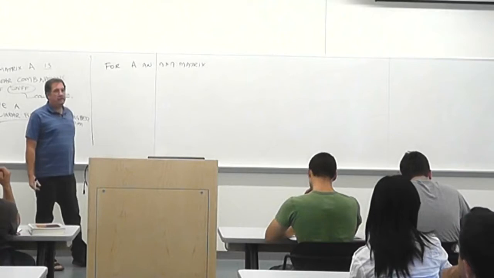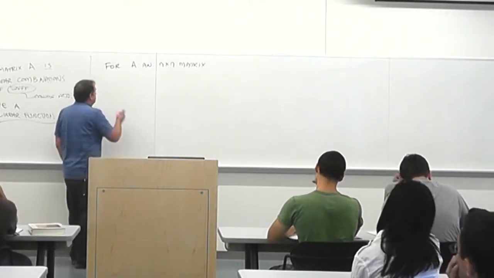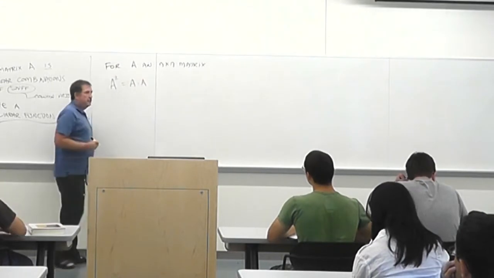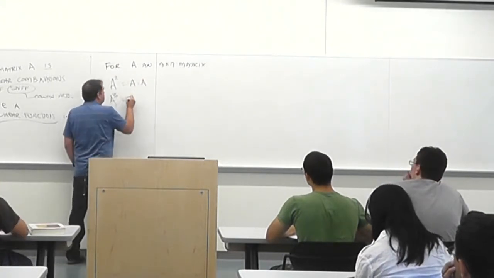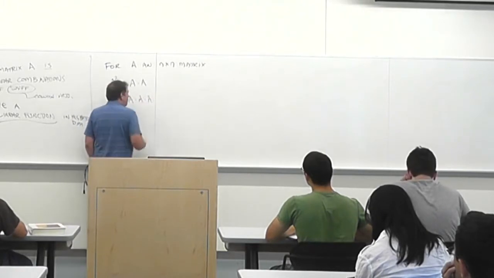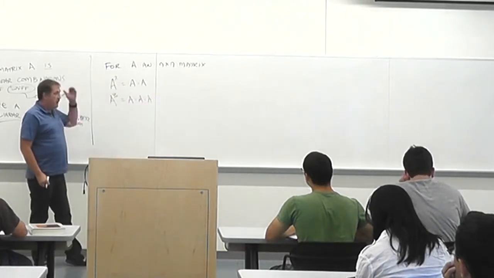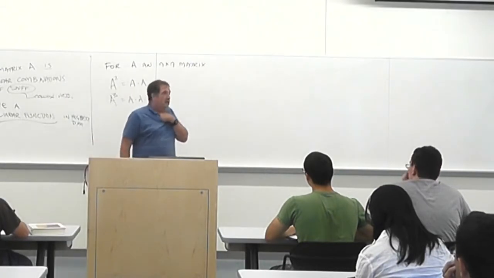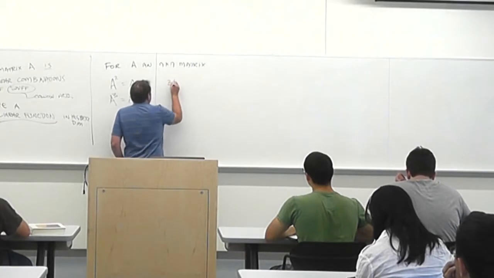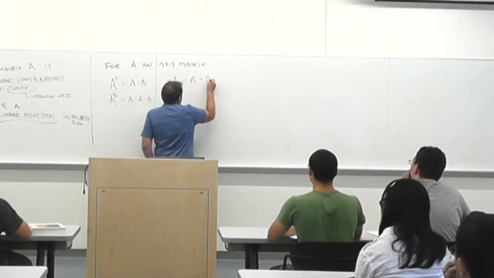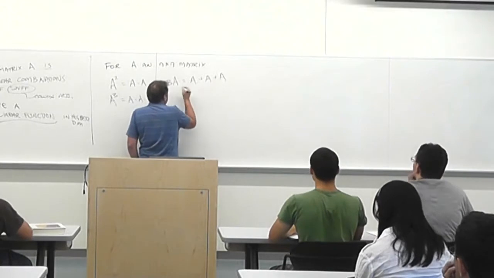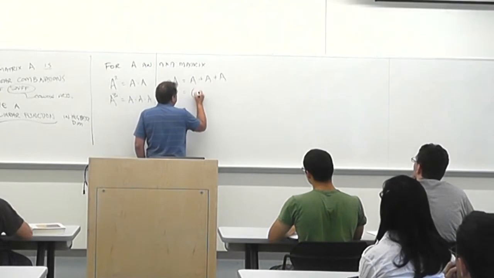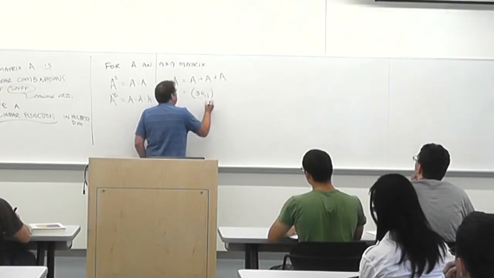If I have an n by n matrix A, it makes sense saying A squared is just A times A, and A cubed is just A times A times A, and so on. So I can talk about the square or the cube or the tenth power of a matrix. And similarly, 3A is either A plus A plus A, which is the same thing as the matrix consisting of 3 times each of the entries.